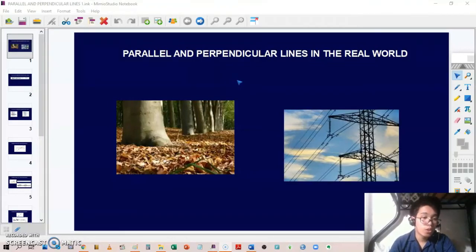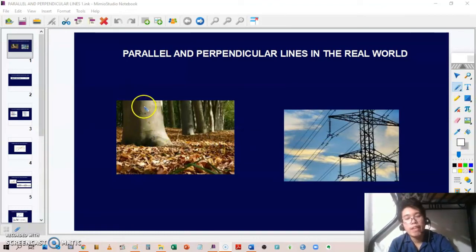We're moving forward to our second module, which is entitled Parallel and Perpendicular Lines. We've encountered parallel and perpendicular lines during the first quarter, and we've tried to solve different problems involving parallel and perpendicular line properties that we used, of course, to solve for different values. But in real life, we can see a lot of applications of these parallel and perpendicular lines.